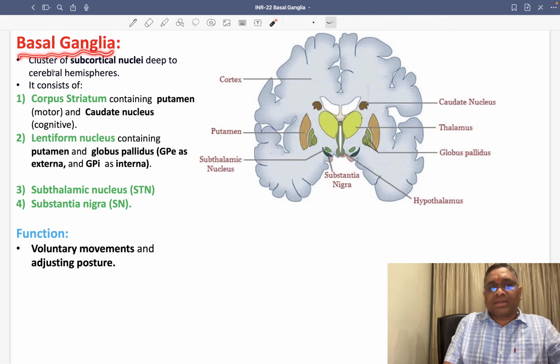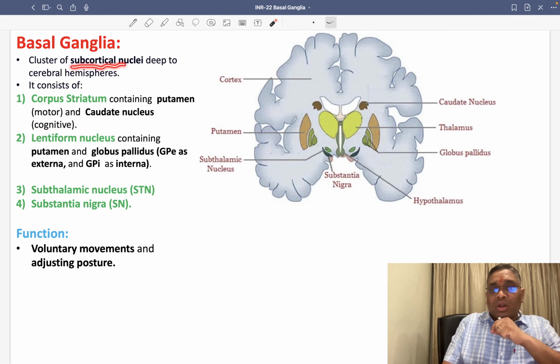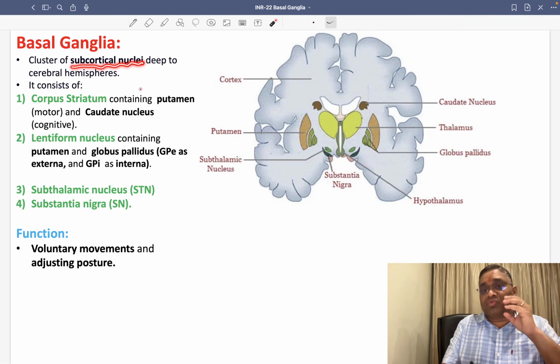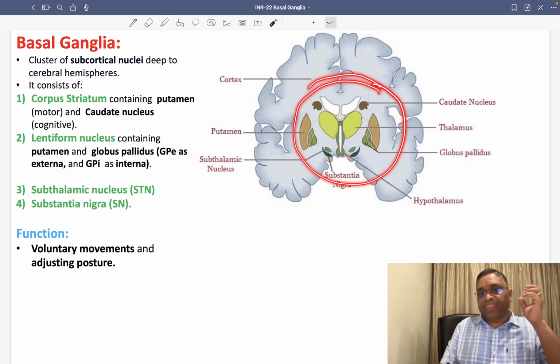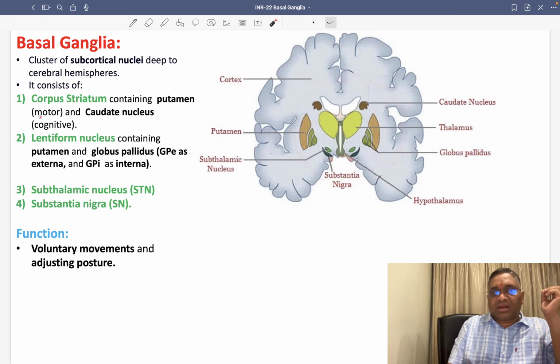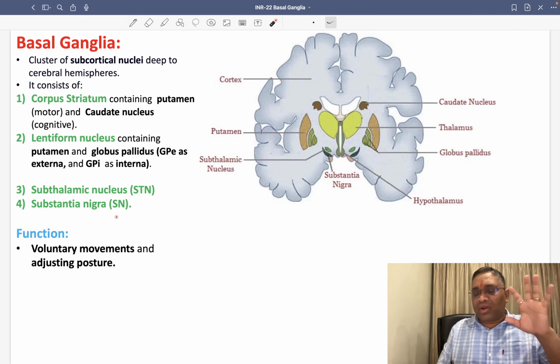Basal ganglia is a cluster of subcortical nuclei. Remember, it is a cluster of subcortical nuclei which will be deep to the cerebral hemisphere, right? You can see these are the cluster of nuclei deep to the cerebral hemisphere. What are these nuclei? They consist of four things: corpus striatum, lentiform nucleus, subthalamic nucleus, and substantia nigra. So these are the four important things.